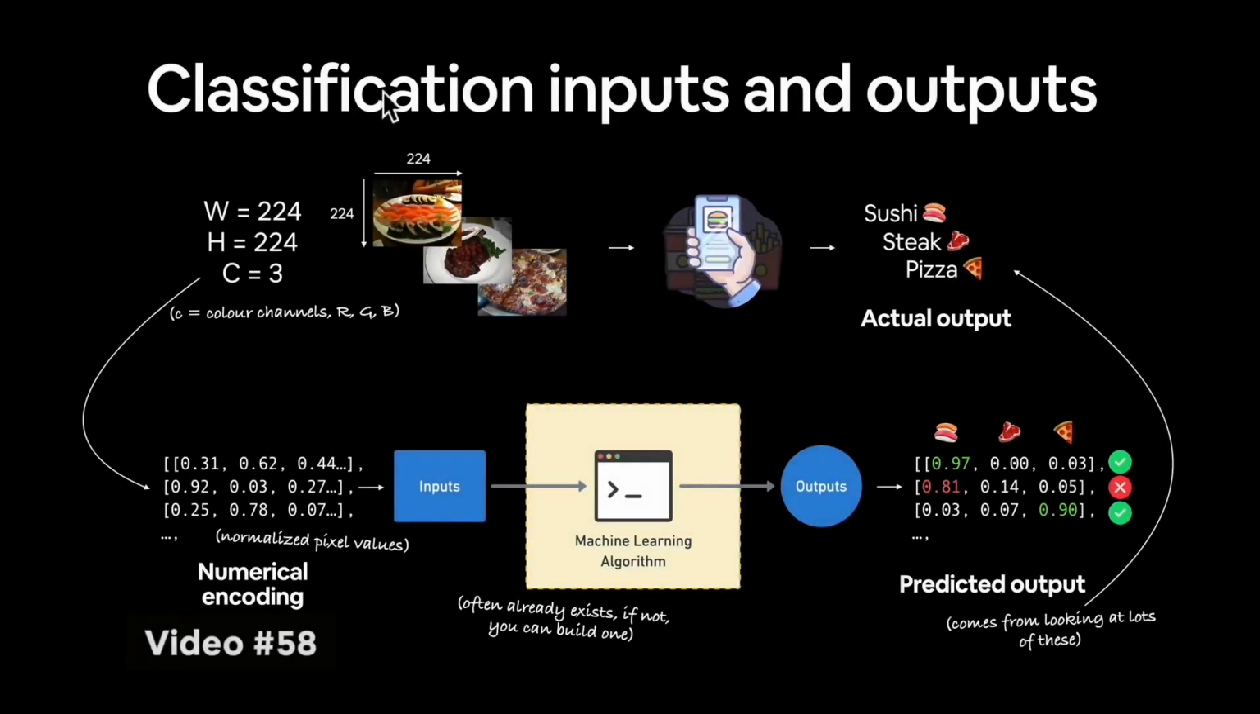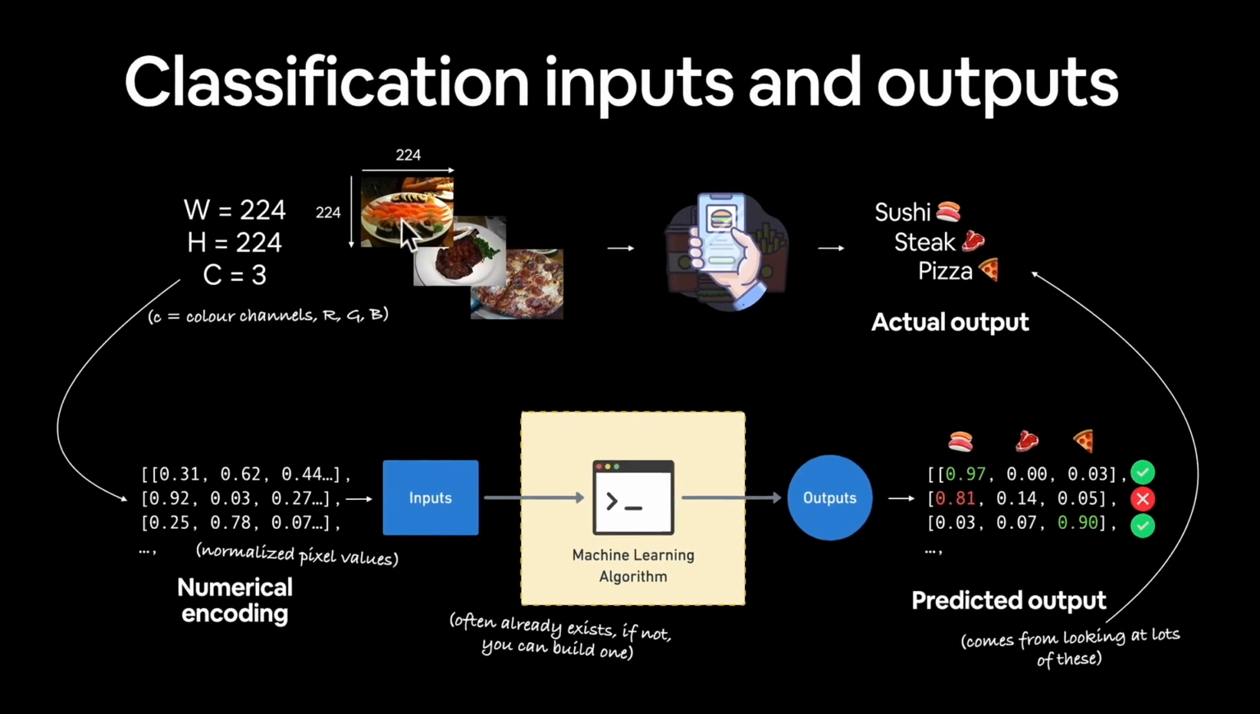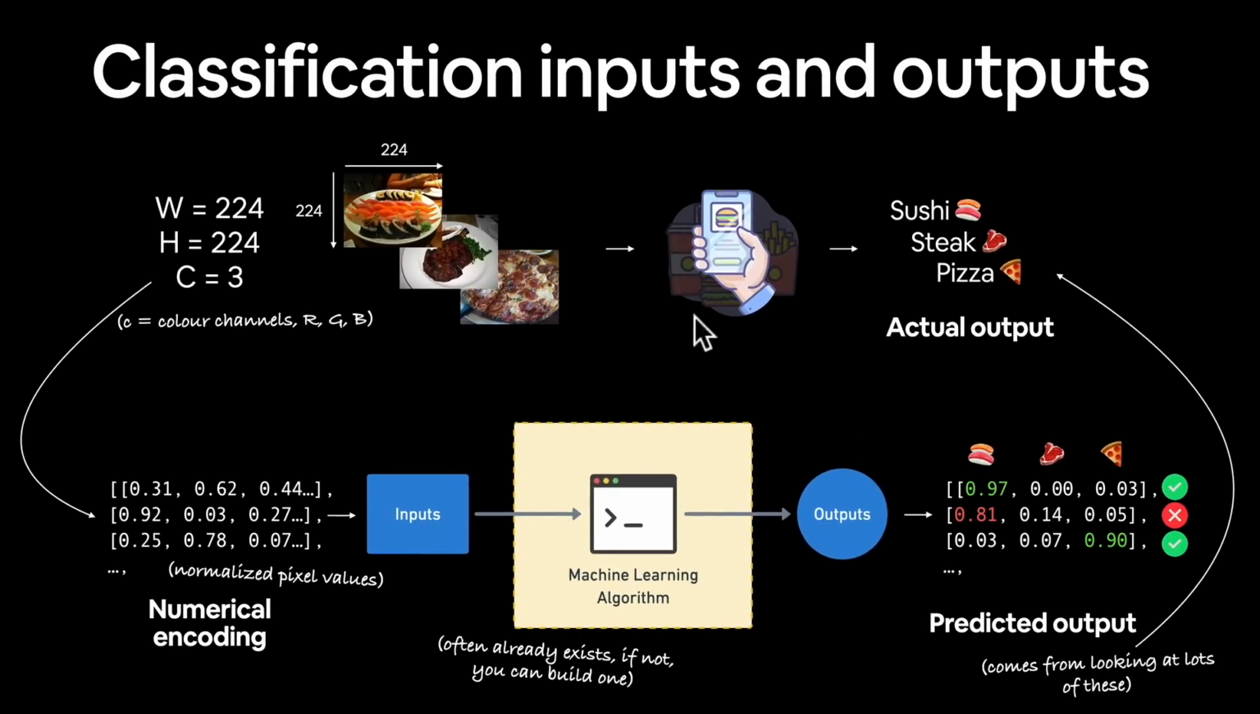Welcome back. In the last video, we checked out an example multi-class classification problem, or in other words, the inputs and outputs of what that type of problem may look like. So we had some food images, and we wanted to take a photo of them and classify them as what's in that image. So in our case, we had sushi, steak, and pizza.